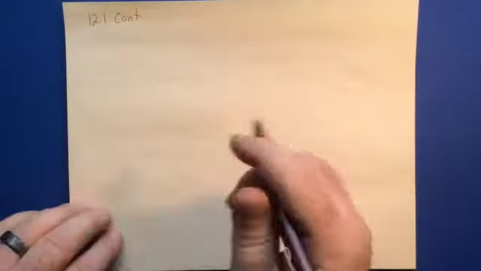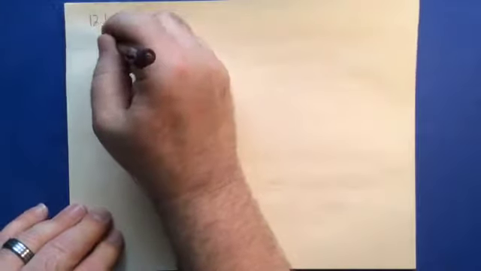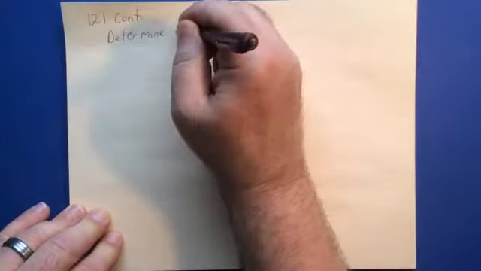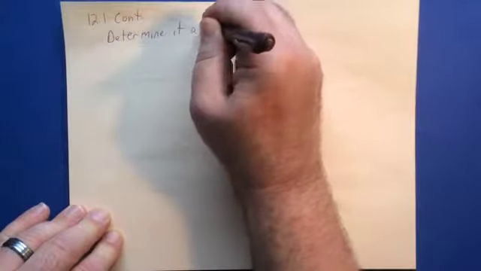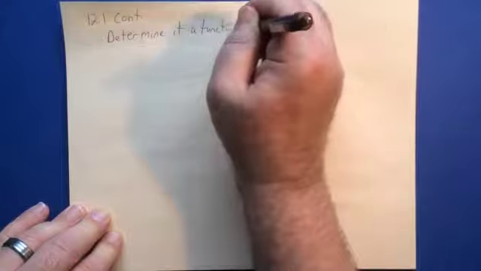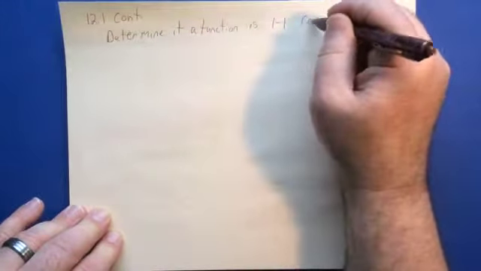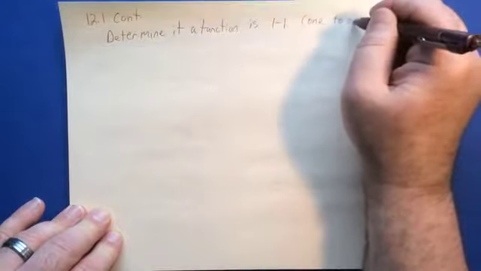Okay, we're going to continue into section 12.1, into the second section, which will be a little shorter. I think the work will be a little easier. So this is going to be section 12.1, continuing. And what we're going to be asked to do is determine if a function is one-to-one. This is read as 1 to 1.